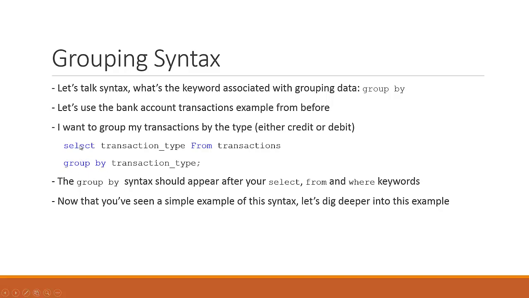So group by is always after select from and where, as well as all the other sort of filtering keywords. So even the and keyword. So, where this and this and this and this, and then you would have group by afterwards. Okay? So group by tends to be at the end of your queries, just as a rule of thumb. So now that we've seen the simple example of this syntax, let's go deeper into this particular example with transactions.